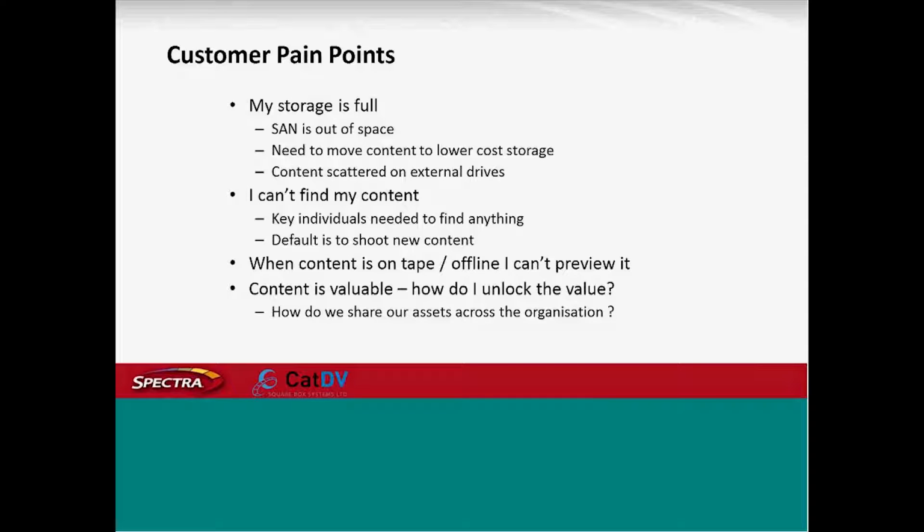And then other folks, they want to be able to preview stuff even when it's offline. Well, CatDV can do that really well with proxy workflows and by storing thumbnails in its own system, so that even when the original content is unavailable, you can still get a good sense of what's going on in the content. And then fourthly, folks are realizing that this content is hugely valuable. And how do they unlock that? How do they take the content out of maybe media production teams and share it with PR departments or with marketing teams or with sports scientists, if it's a sports organization, to help them win games? So how do we share those assets across the organization and even outside? Those are all the kind of things that CatDV can really help with.